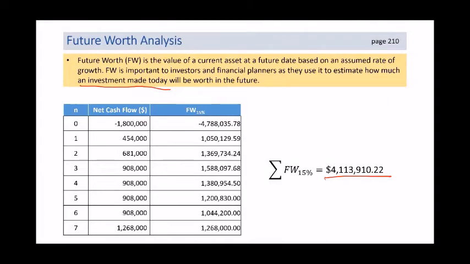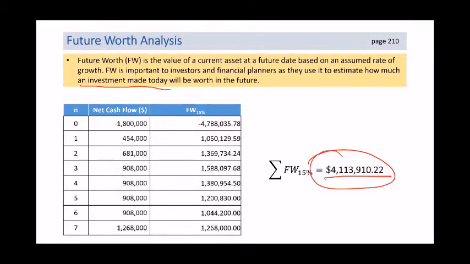That means to say the investment of 1.8 million at year 0 will be worth 4,113,910 in year 7 at the end of the life of the project. So this is the worth, the future worth of your 1.8.